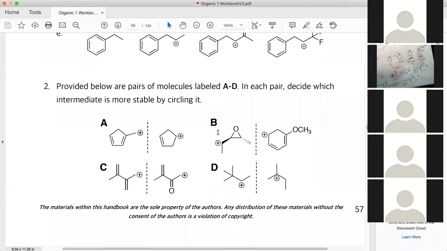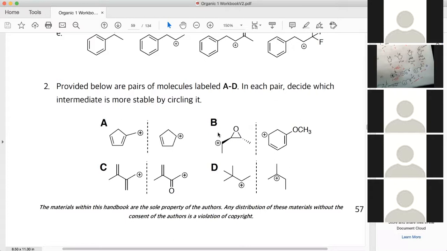Okay, 1. Yeah, 1. So this is an example of where the lower carbon carbocation with resonance is more stable than the higher carbon carbocation, meaning more substituted, without resonance. So definitely structure 1.